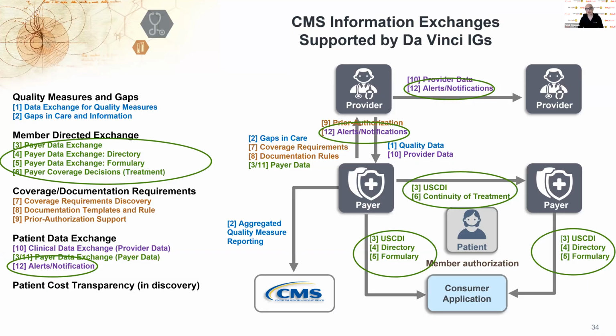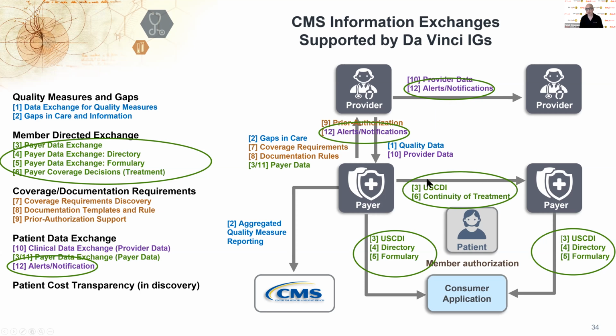So this is a diagram that looks at the different exchanges between payers, patients, and providers. And I circled a few that relate to our guides. As you can see, this up here, the provider to provider is affected by our alerts and notifications guide, as well as provider to payer.